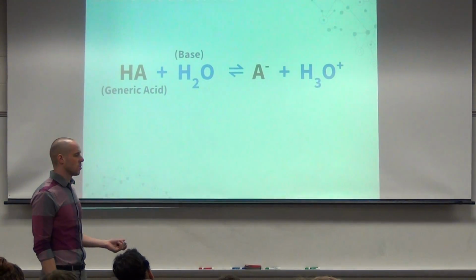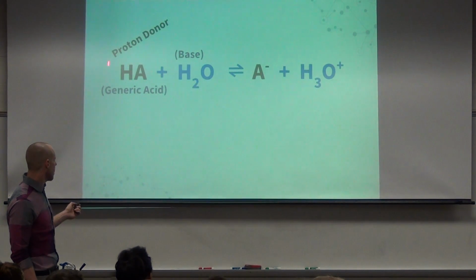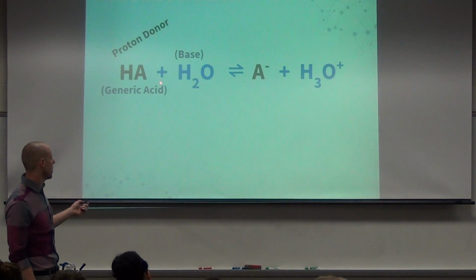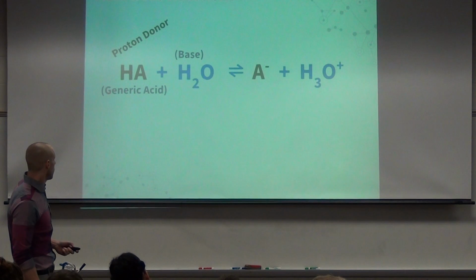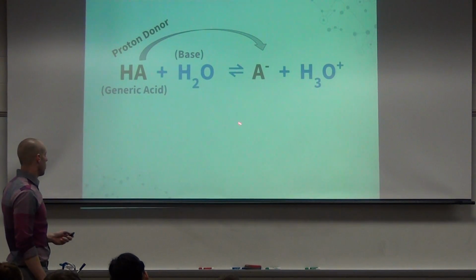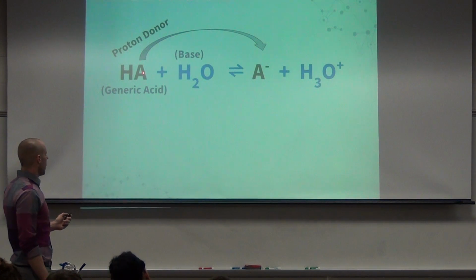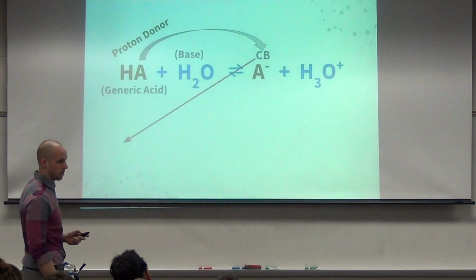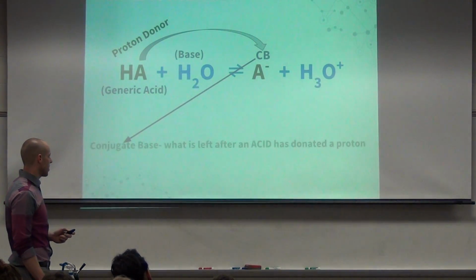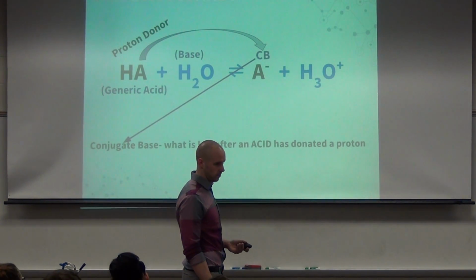So how do we know which one's which? Well, we're going to be tracking this hydrogen. Okay? So right now this HA is a proton donor. How do I know it's a proton donor? Because it has a hydrogen on this side. On this side, no hydrogen. Okay? So that means it's giving a hydrogen away. So this A and this A, they're kind of a pair together. And what we call this A on this side now is we call that a conjugate base. And what a conjugate base is, it's what's left after an acid has donated a proton.